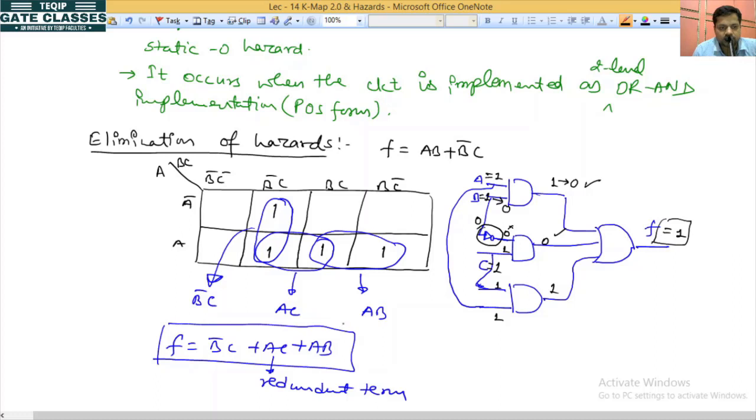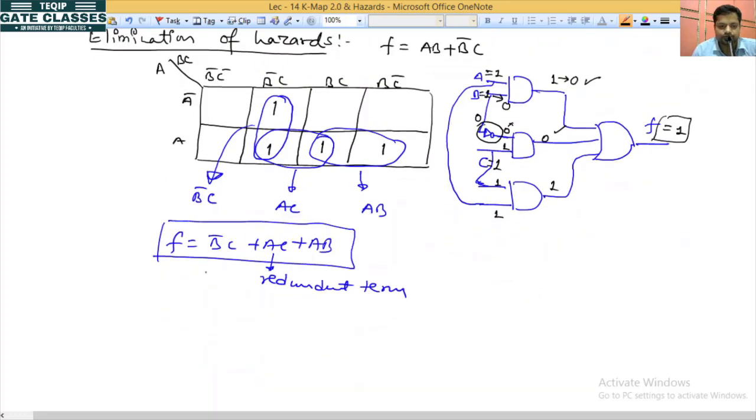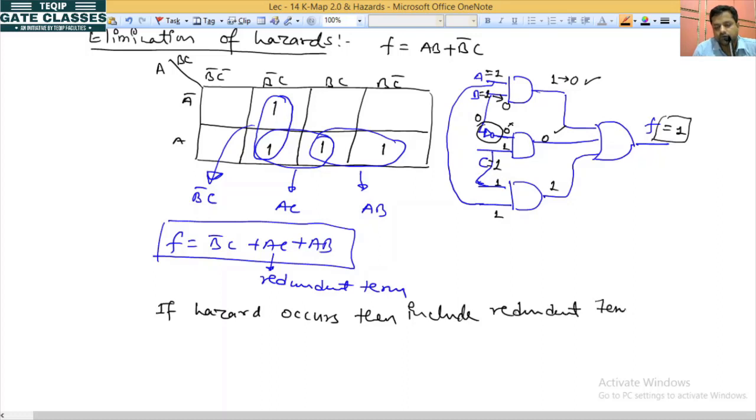If any hazard occurs, then you just include a redundant term in the Boolean expression. So this is the only solution for eliminating hazard.